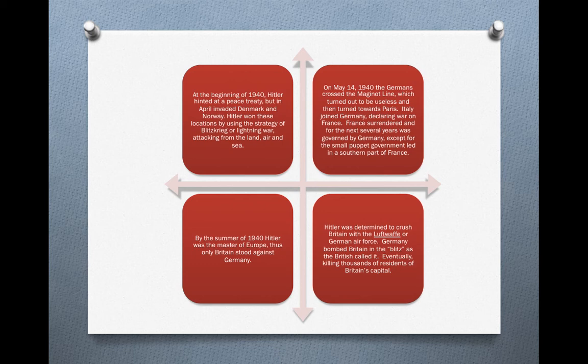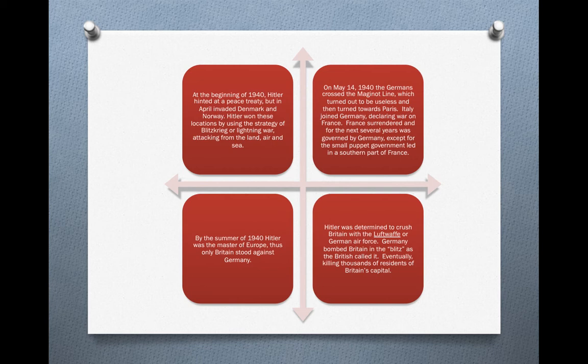Hitler won these locations by using a strategy called the Blitzkrieg, or Lightning War. And so he would attack from the land and the sea simultaneously. Then on May 14th, 1940, the Germans crossed the Maginot Line, which turned out to be pretty much useless, and then went towards Paris.